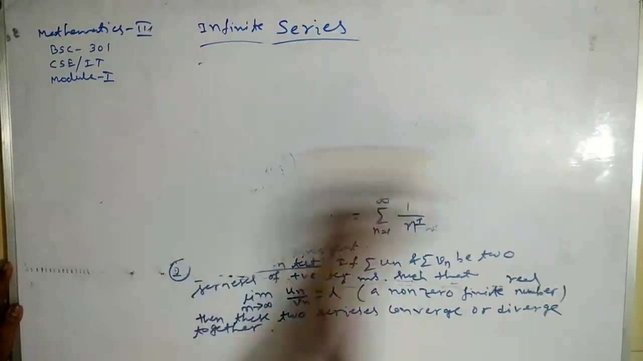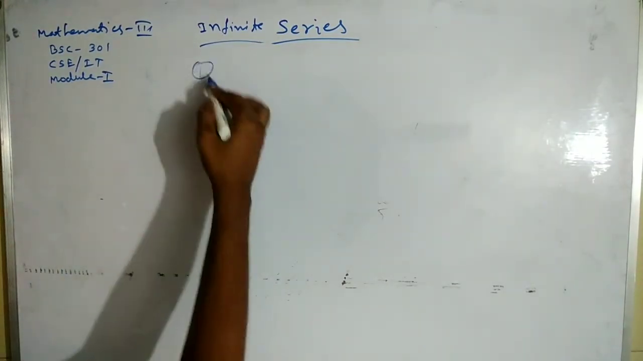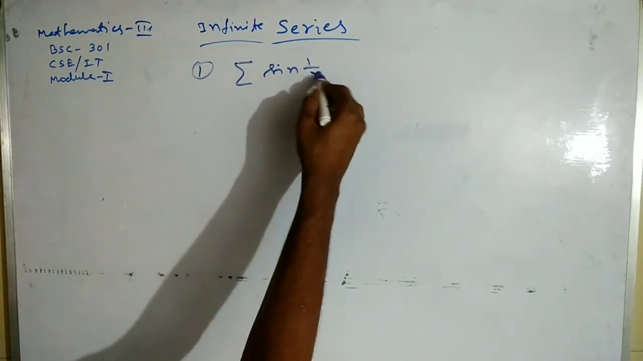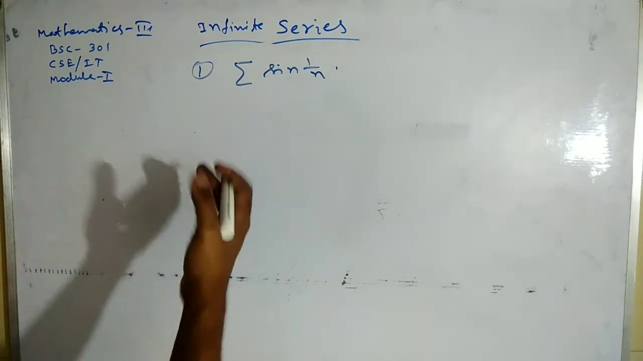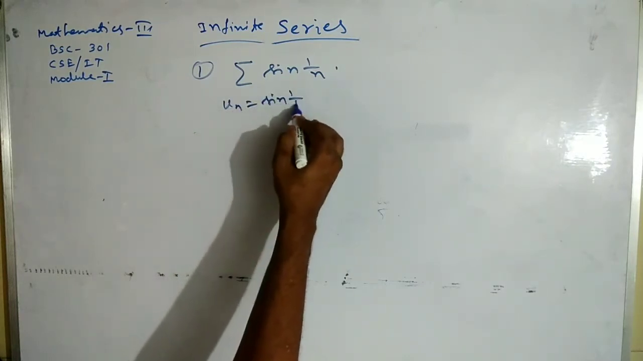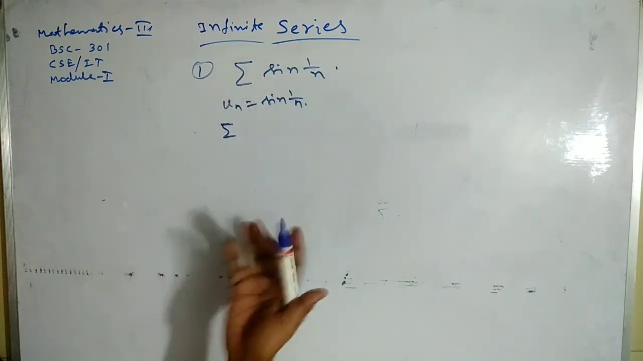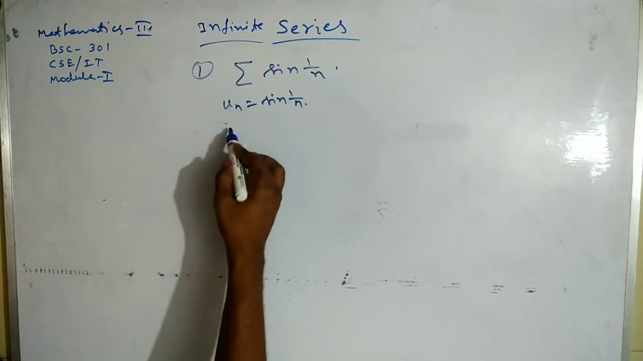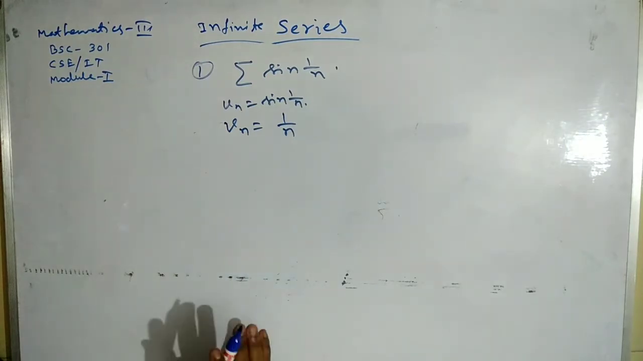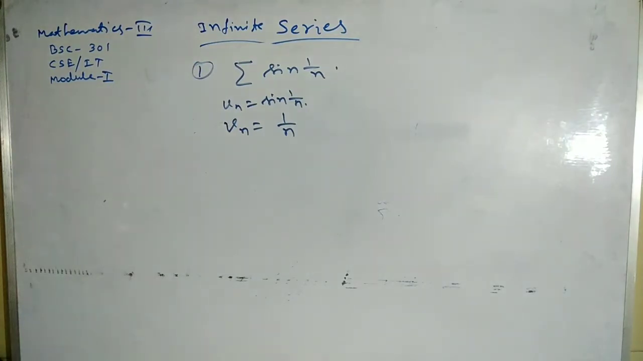For the example of the comparison test, let us check the convergence of the series summation of sine 1 by n. So we have to check the convergence of this series. Here un equals sine 1 by n, and the infinite series is summation sine of 1 by n. We are taking vn equal to 1 by n.